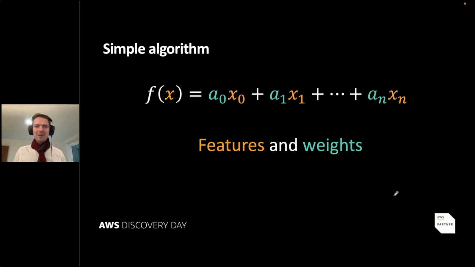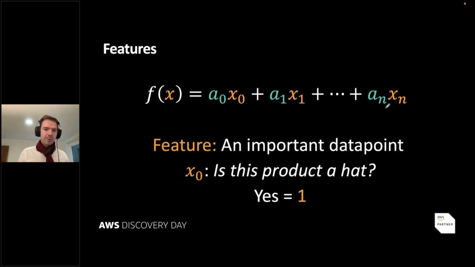So here on the slide, we've got an example of a simplified algorithm. But in the simplification, we have the important components that we actually see in real life. These important components are these features, this x0, x1, all the way up to xn. So we've got features. And we also have weights. This is that A0, A1, all the way down to An. So these are the two important components, features and weights. Let's take a look at the first one. So the feature.